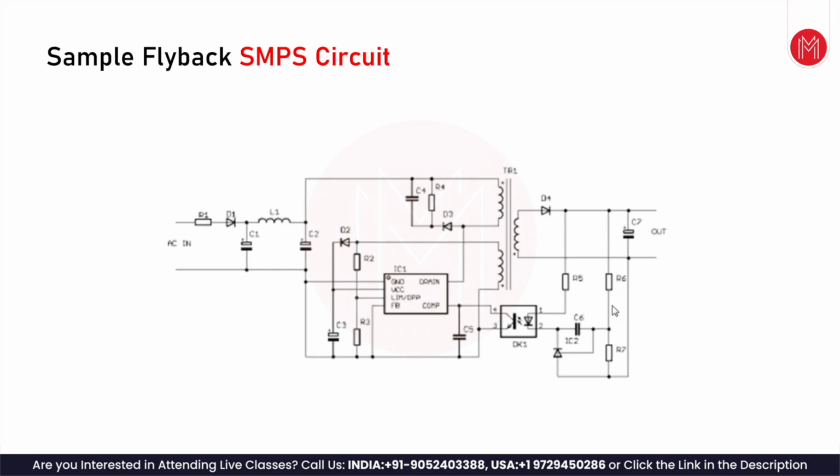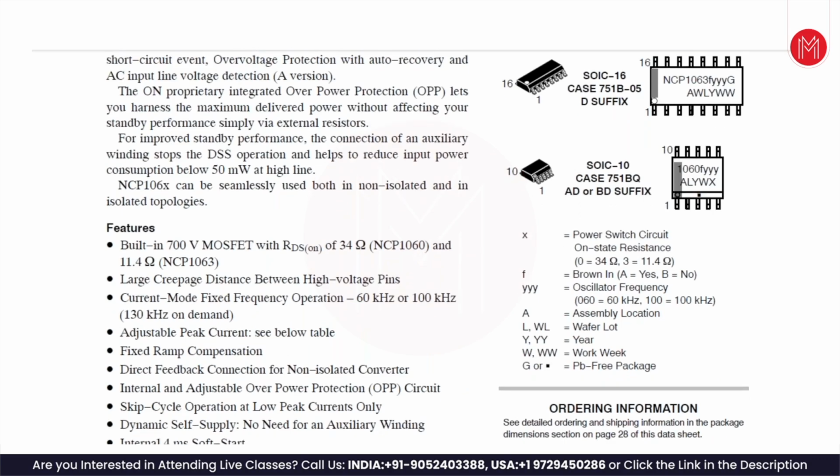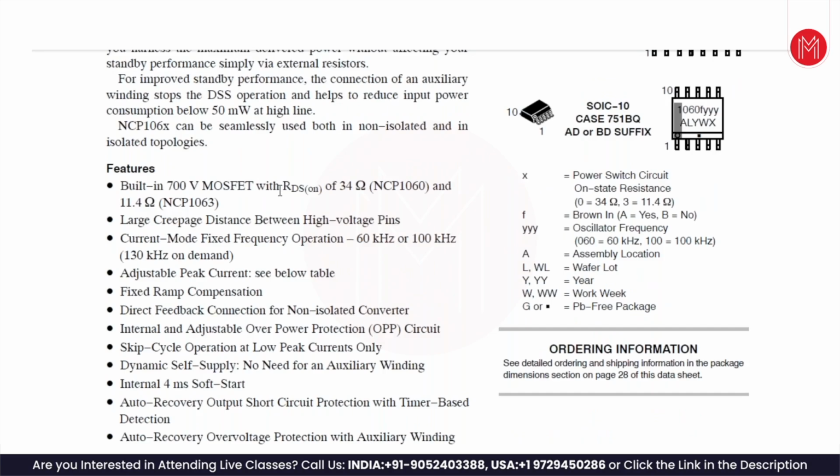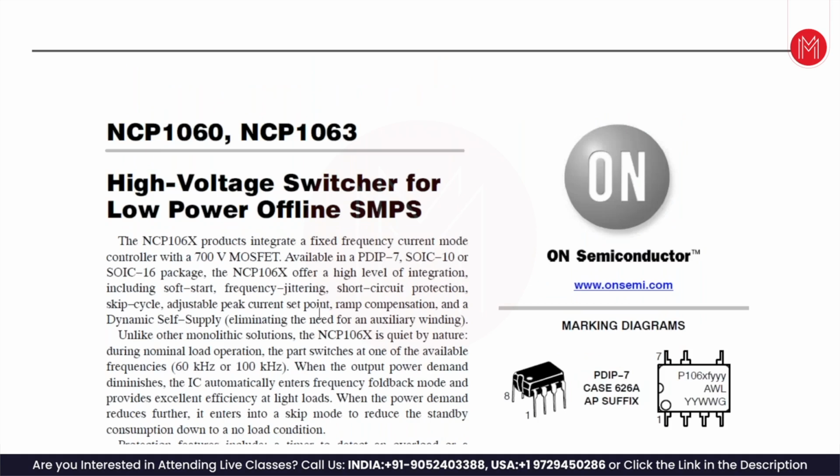The voltage is typically obtained by the ratio of this resistor. The R6 R7 ratio will determine this voltage, and the R2 R3 ratio will determine the current that can flow into this. So it has a built-in 700 volt MOSFET with RDS on of 34 ohms and 11.4 ohms, depending on the NCP part. There are two part numbers here, NCP1060 and 1063. And the part switches at 60 kilohertz or 100 kilohertz.